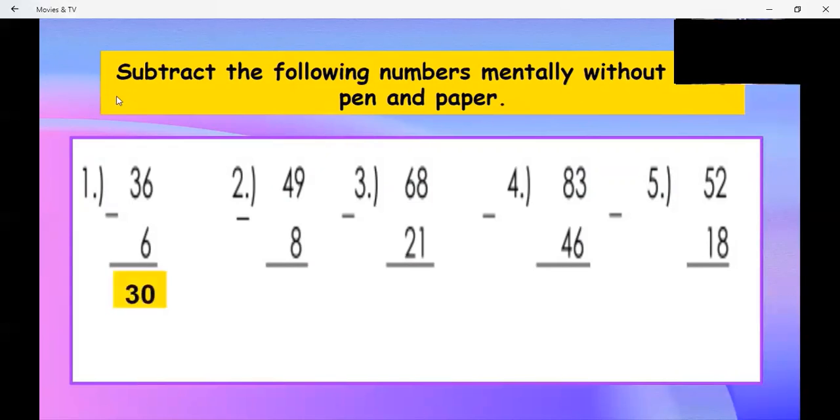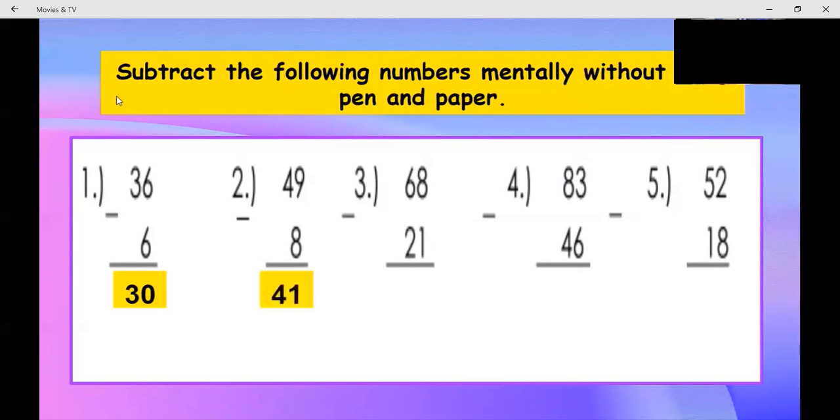Next, number 2, we have here 49 minus 8. So think of a number that if you add to 8, the answer is 10. So the answer is 2. So 49 plus 2, we have 51. And then 8 plus 2, we have 10. So therefore, you will subtract 51 minus 10. So the answer is 41.